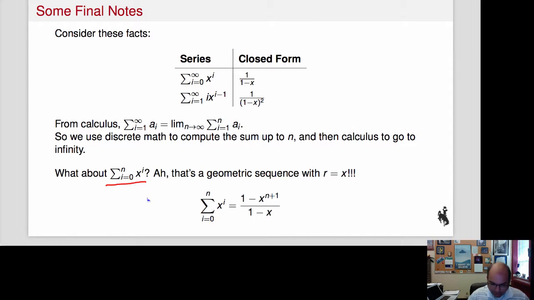Okay, so we know what the answer is to this. This is just the geometric series result. It's the first element minus the element right after the last element, divided by 1 minus r. So this is a sub 0 minus a sub n plus 1, divided by 1 minus r. r is equal to x, and a sub n plus 1 is going to be x to the n plus 1.